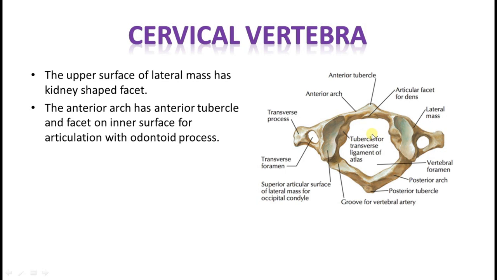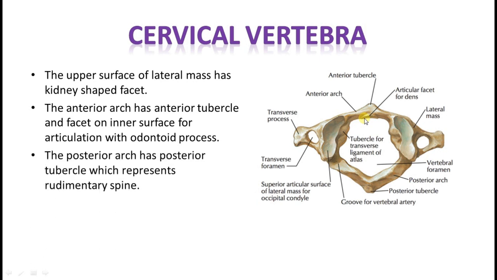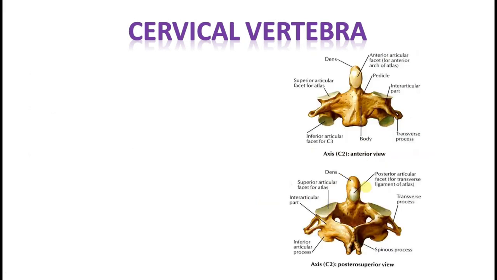So the pivot is mainly formed by the odontoid process, the axis, and the ring of the pivot is mainly formed by the arch of the atlas and the transverse ligament of the atlas. So the transverse ligament mainly helps to hold the odontoid process in its place. The posterior arch has a posterior tubercle which is rudimentary.